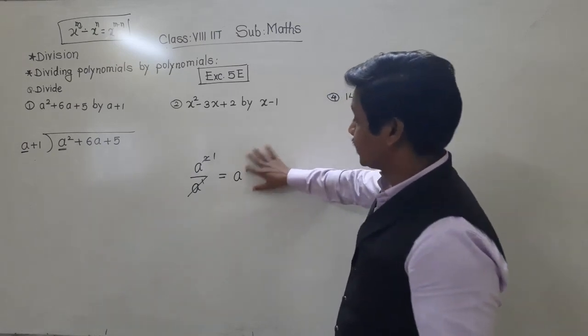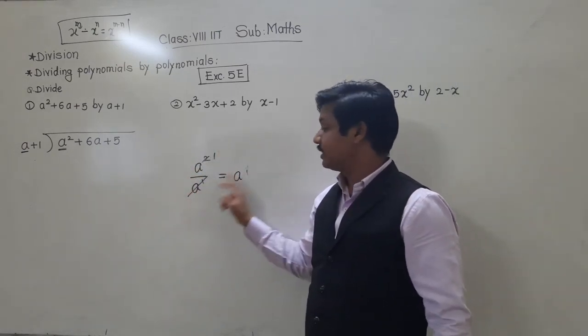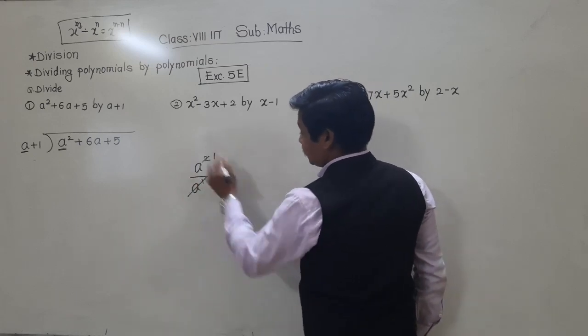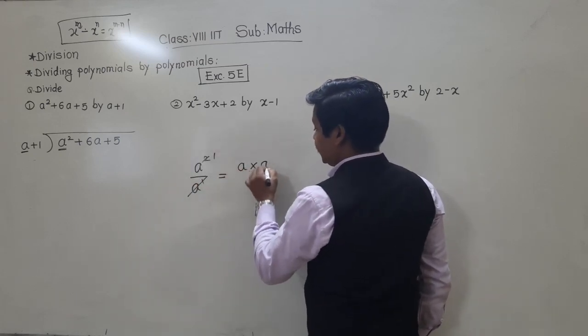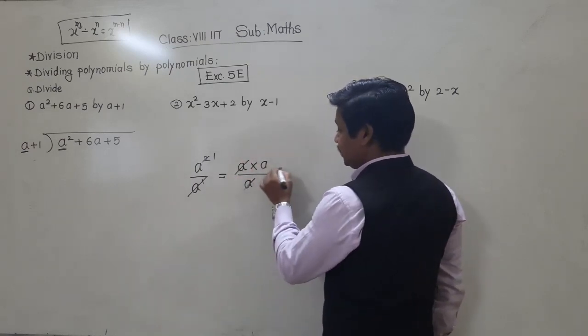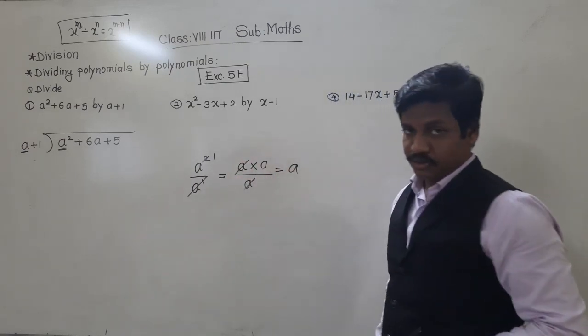A raised to 1 means a. A square divided by a remains... One easy way I will tell you. A square means what? A into a, correct? And a raised to 1 means a only. So this a cut for this, so remain 1a. A raised to 1. Okay?